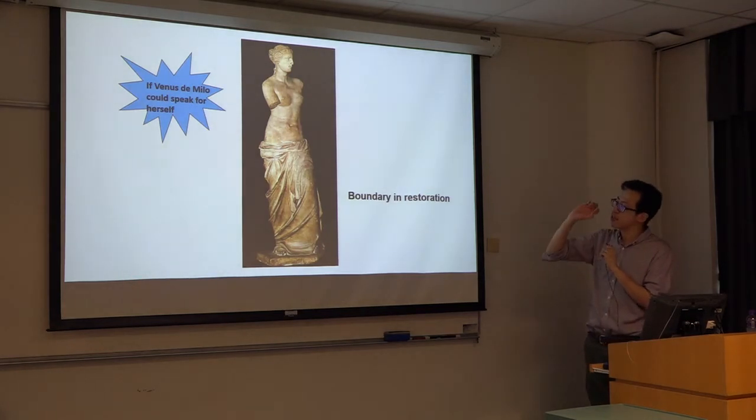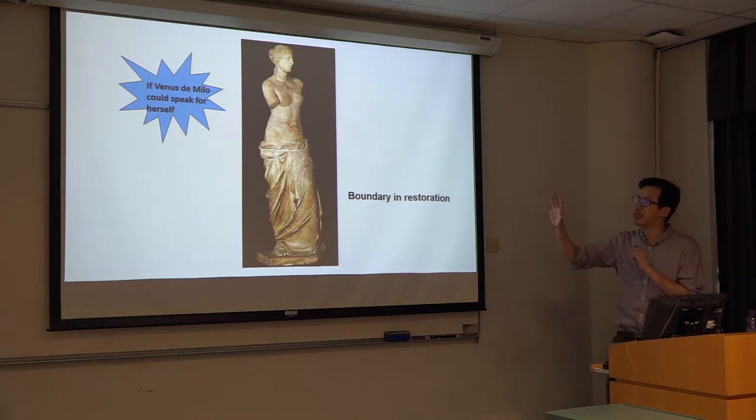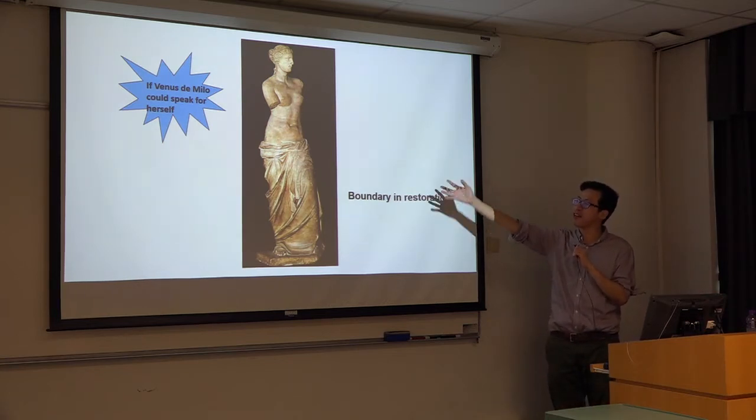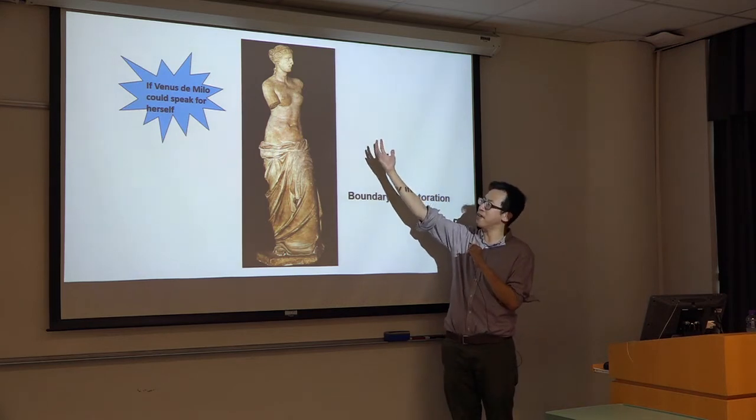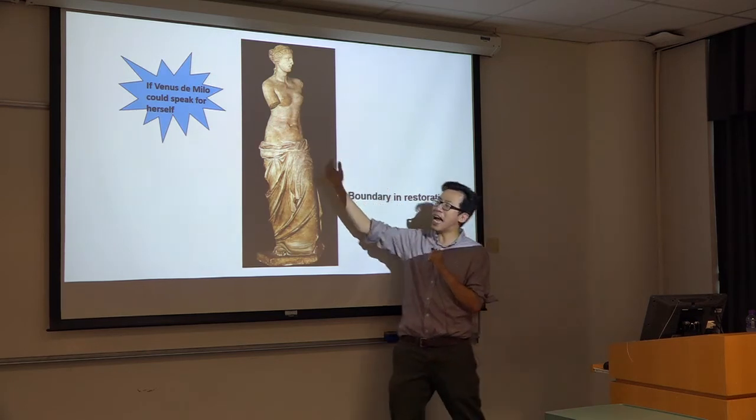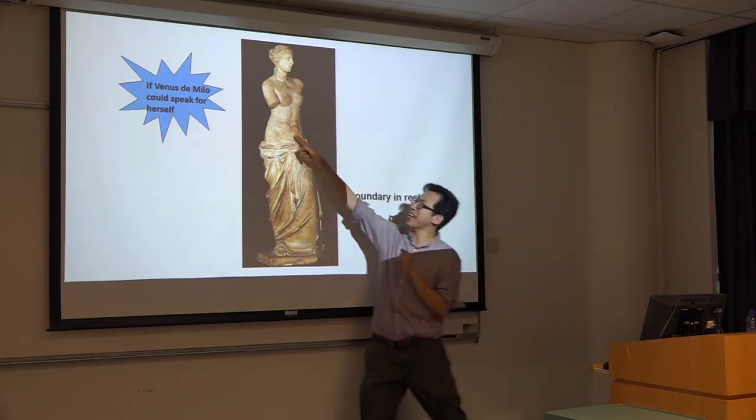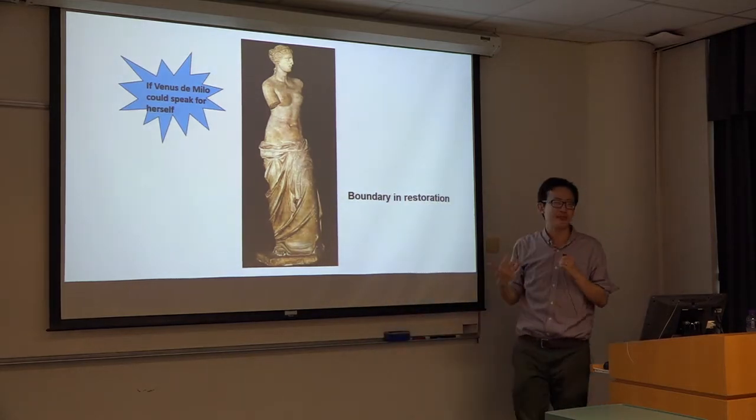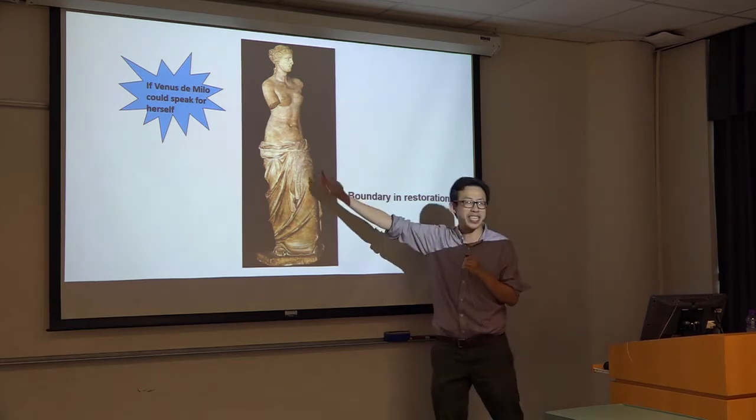Then I want to use this statue as an example. It is a very famous statue. It's the Venus de Milo. Has anyone seen this statue before? No. Okay, so why is this statue famous? Of course, the face is beautiful and the body is very beautiful. But what makes this statue famous is actually the lack of arms. And it creates a lot of room for imagination. That's the reason why this statue is so popular and famous.